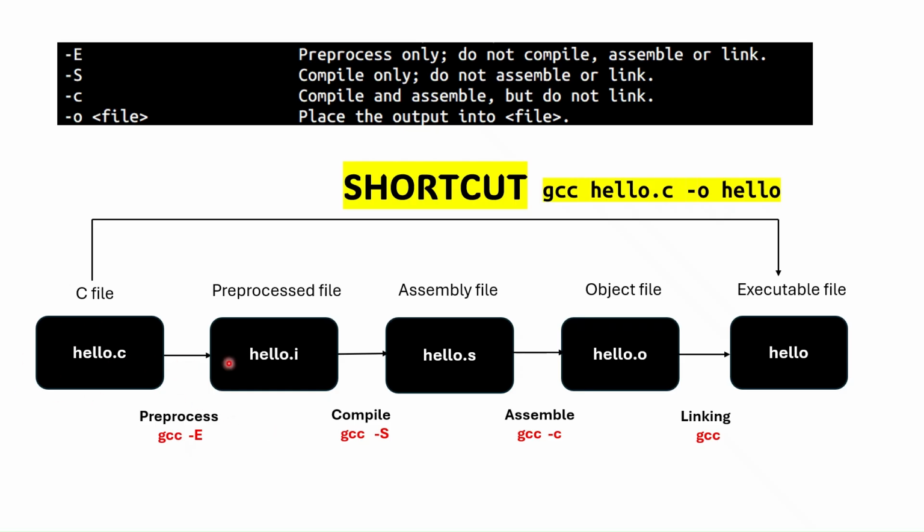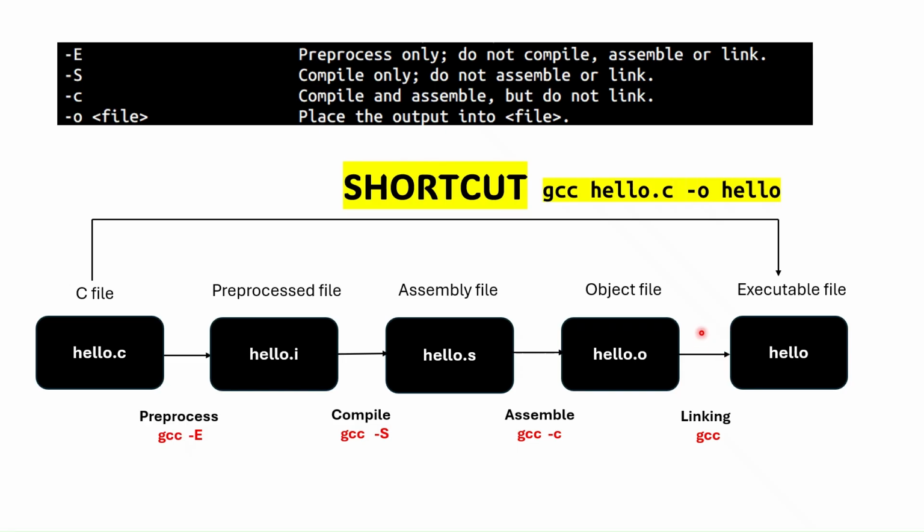The first thing GCC does is pre-processing. This gives us hello.i, which is our pre-processed source file. Then comes compilation. Our pre-processed code is translated into assembly code, which we can see in hello.s. And after that, we have assembly. The assembly code is turned into an object file, which is hello.o. And finally, linking takes place. The object file is linked with everything it needs, and we get our final executable file, hello.